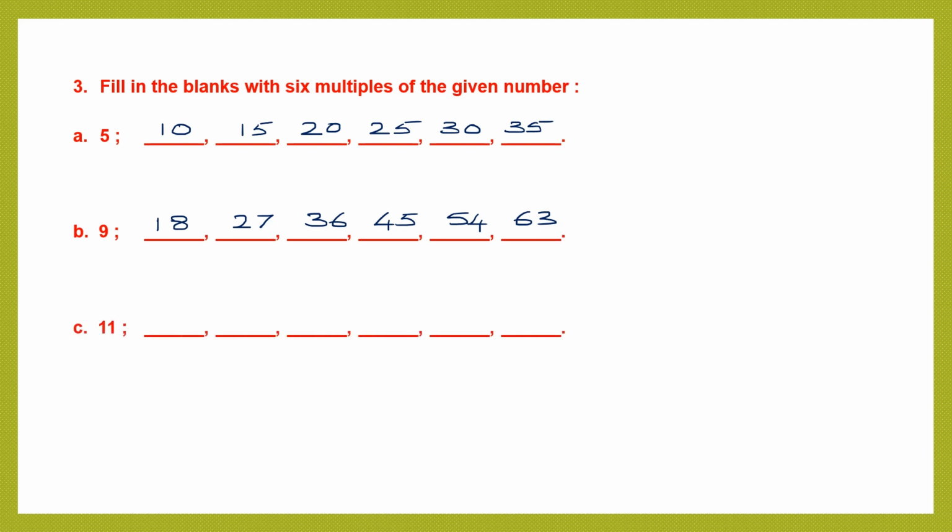Next number. So here we have 11. 11 ones are 11. 11 twos are 22. 11 threes are 33. 11 fours are 44. 11 fives are 55. 11 sixes are 66. And 11 sevens are 77. The first 6 multiples of 11.